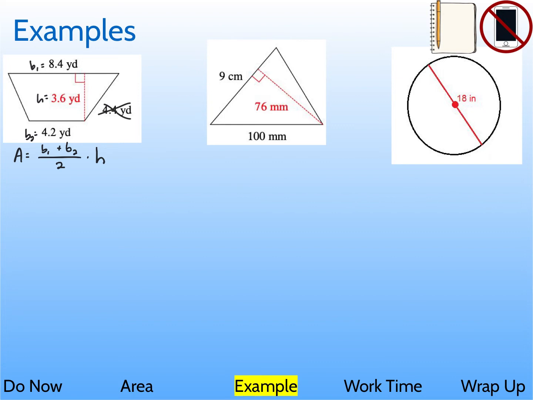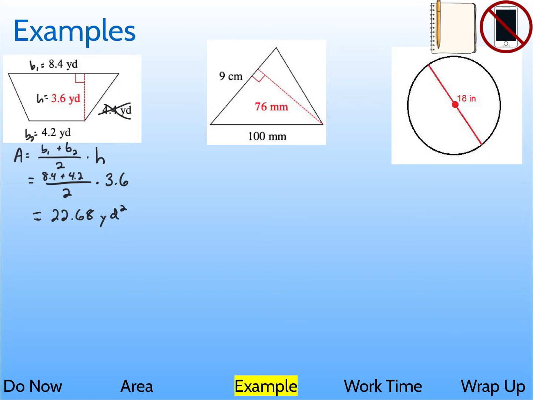So let's plug things in. And then when we plug it into our calculator, we get 22.68 square yards. Remember, it's in square yards because area is a two-dimensional measurement.